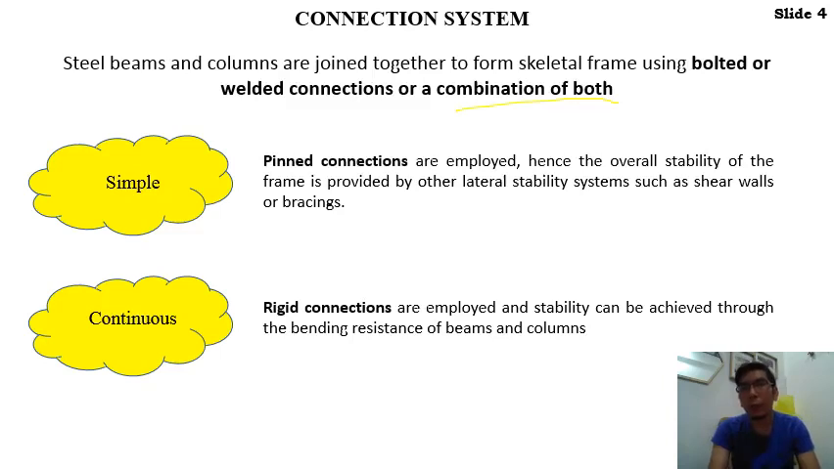So that's how we connect the components of steel, either using bolted or welded, or in other names pin or rigid. And of course, it's not necessary to apply only one connection. We can combine both bolted and welded connection in our framing system, whether it is a simple or continuous frame construction system.